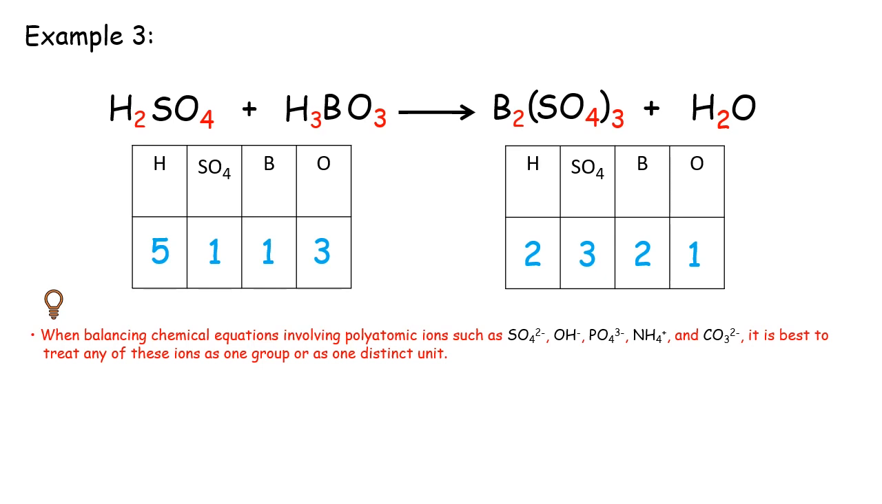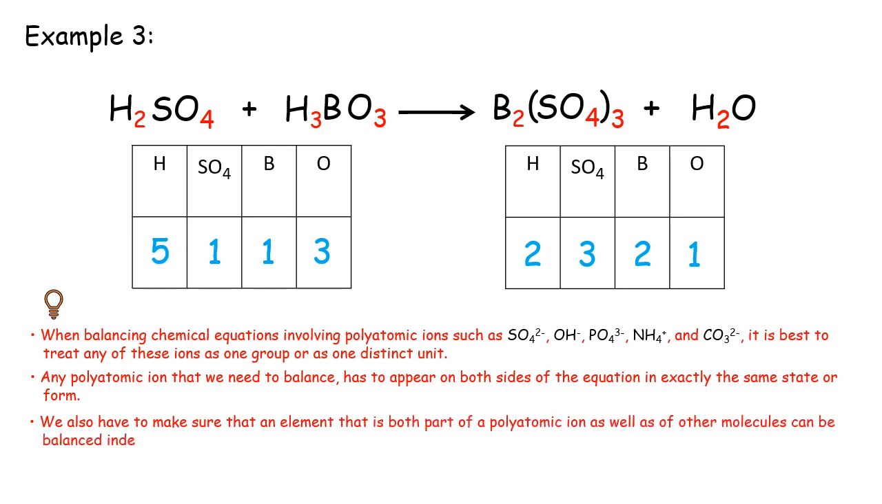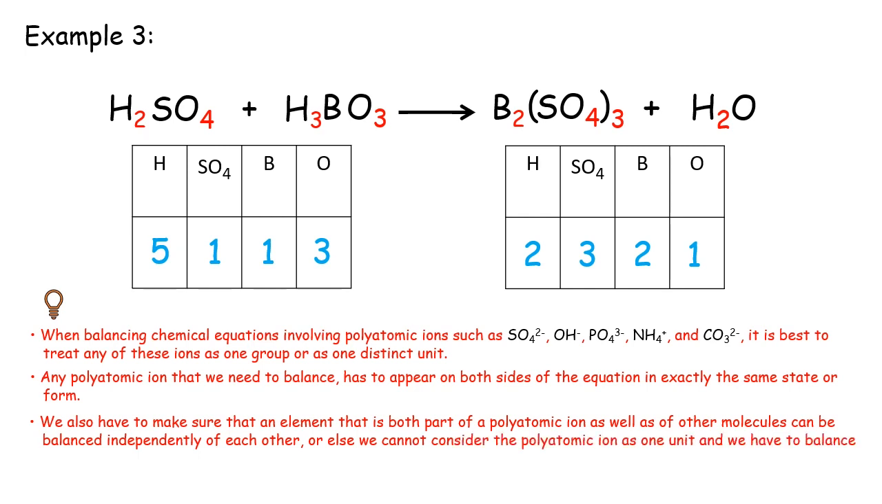We have to keep in mind though that any polyatomic ion that we need to balance has to appear on both sides of the equation in exactly the same state or form, like sulfate in this example. We also have to make sure that an element that is both part of a polyatomic ion as well as of other molecules can be balanced independently of each other, or else we cannot consider the polyatomic ion as one unit and we have to balance the elements individually.